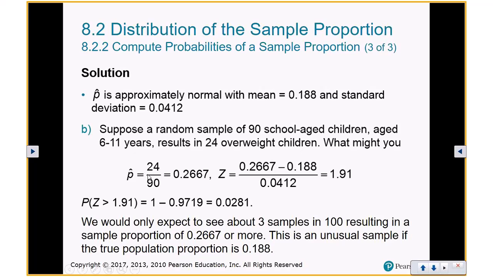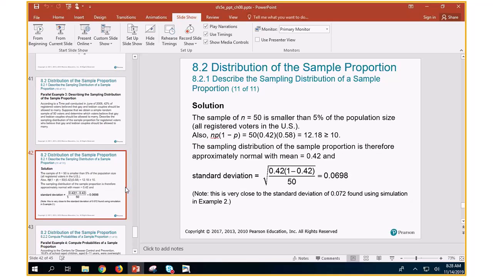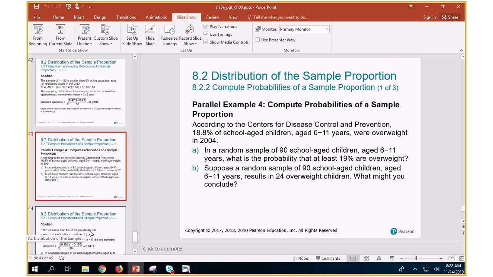Okay? So 24 over 90 is 0.2667. So now you put 0.2667 in, and that's 1.91. That's your z-score of 1.91. That has an area of 0.2667. So what they want you to do in 8.2 is plug and chug into these formulas. Okay? And the only thing you need to do is be able to know which one. I think we just did that one, right? We just do that one.